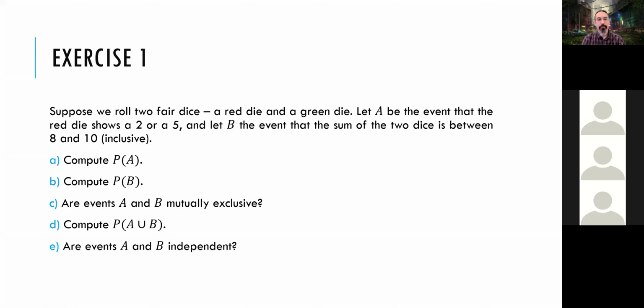Now, compute the probability of A. A is easy because event A says that the red die shows a 2 or a 5. So 2 numbers out of 6, 2 out of 6, 1 over 3.